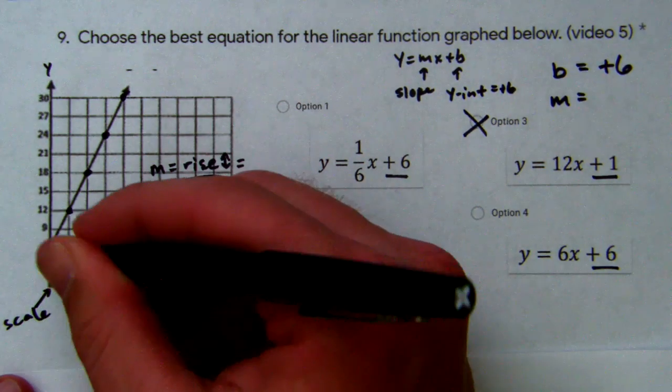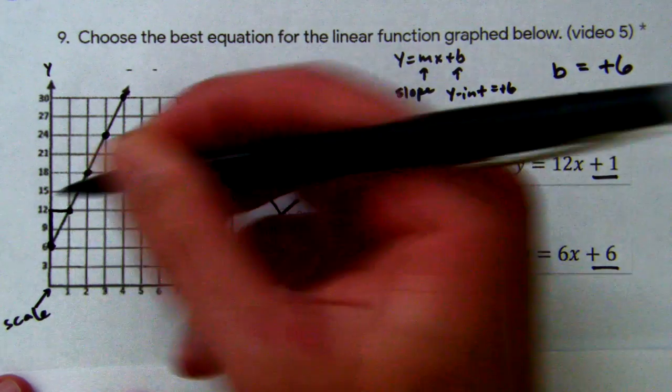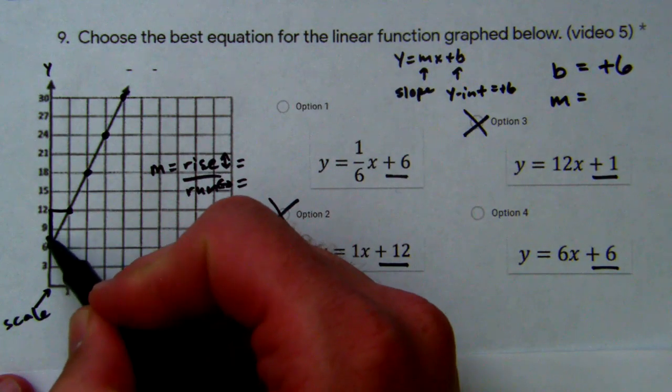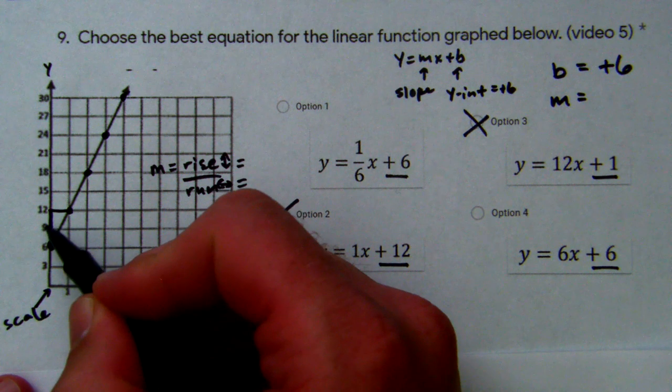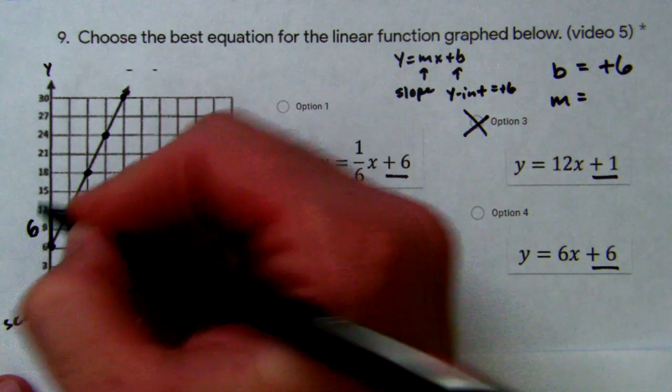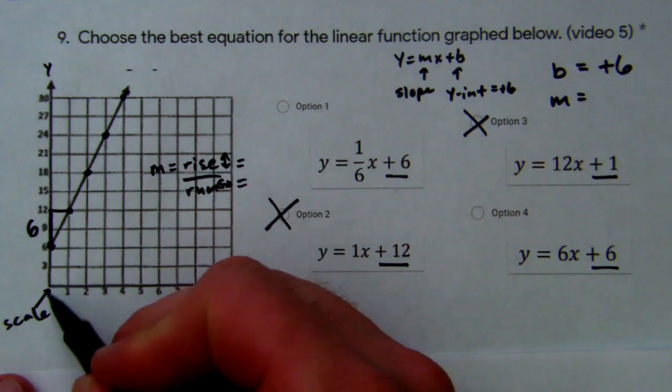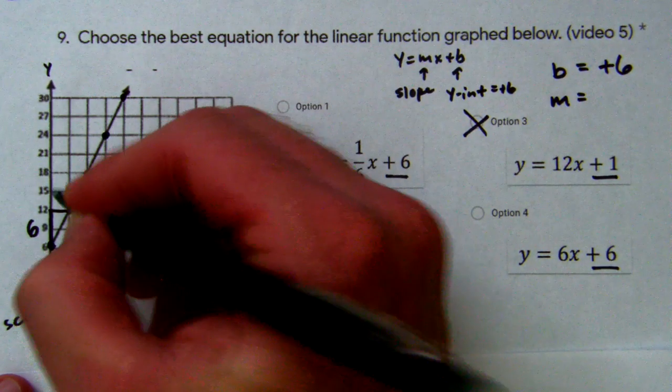The scale on the y-axis, we're going to make a triangle right here, is not 1s. It goes up by 3s. From 6 to 9 is 3. From 9 to 12 is 3. 3 plus 3 is 6. Now, our scale on the x-axis is 1.